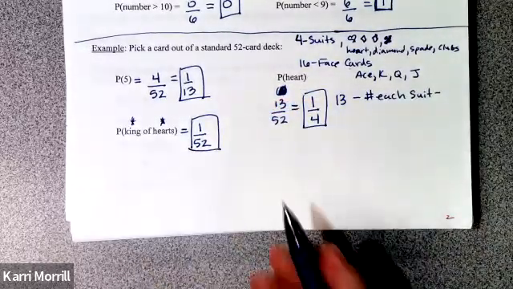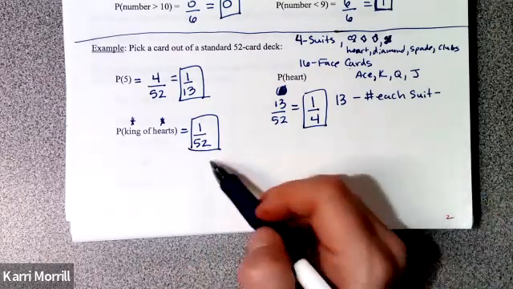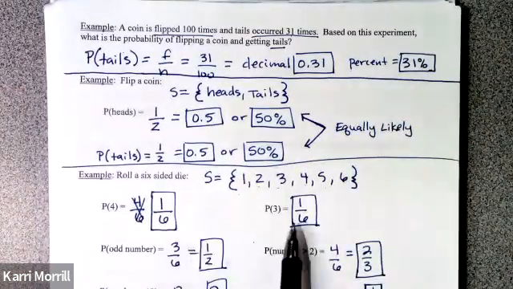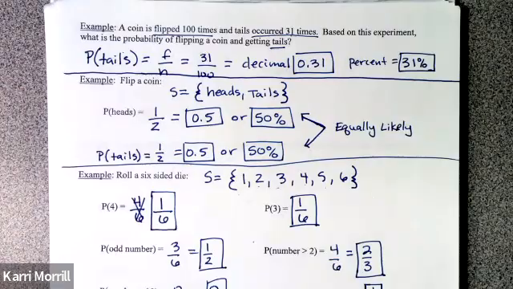So all of these are considered relative frequency. Other than when we came back up here and we talked about equally likely here. These 2 things would also be equally likely.